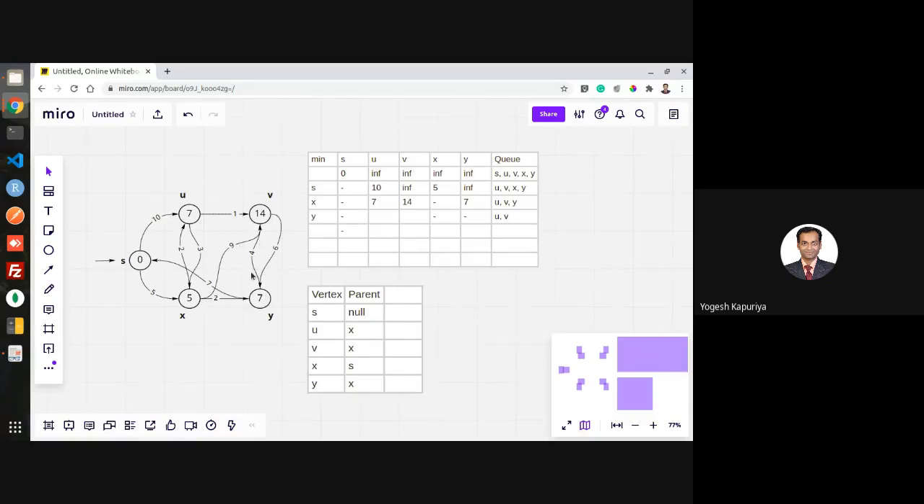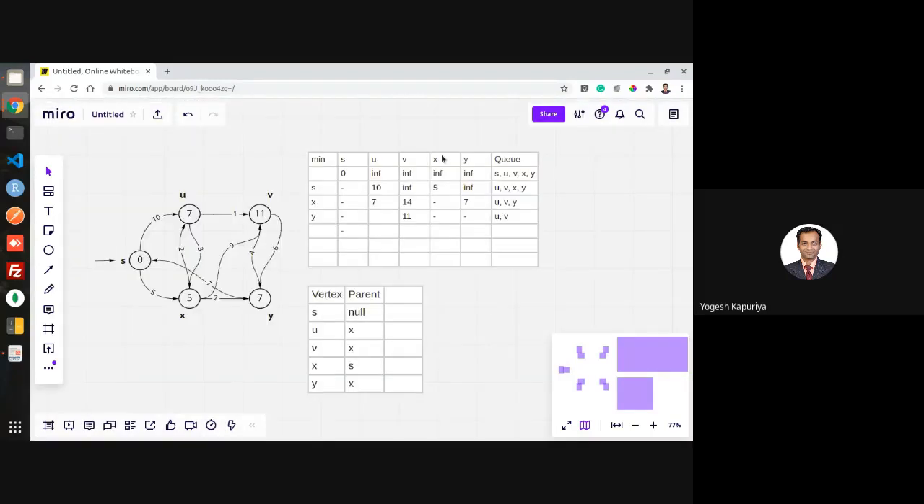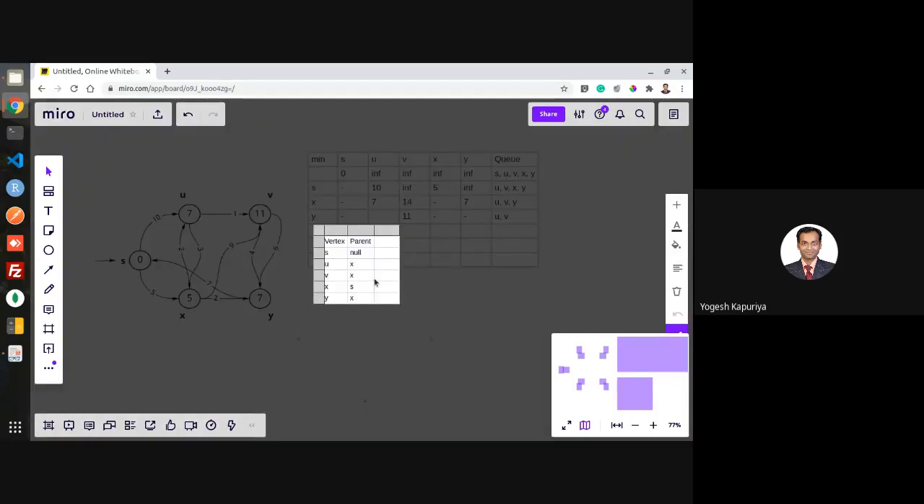Edge weight is 4, so 7 plus 4, 11. What is the current distance of v? It is 14. 11 is less than 14, so this will be changed to 11. And at the same time, parent of v will be changed to y.